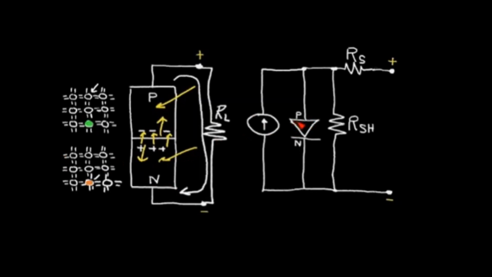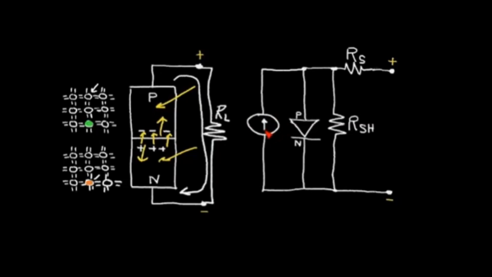This symbol here is the diode symbol. This is the P side of the diode, and this is the N side of the diode. So this part of the diode is this P region. This part of the diode is this N region. Now when light hits this solar cell, we model that by current, which is this current source here.